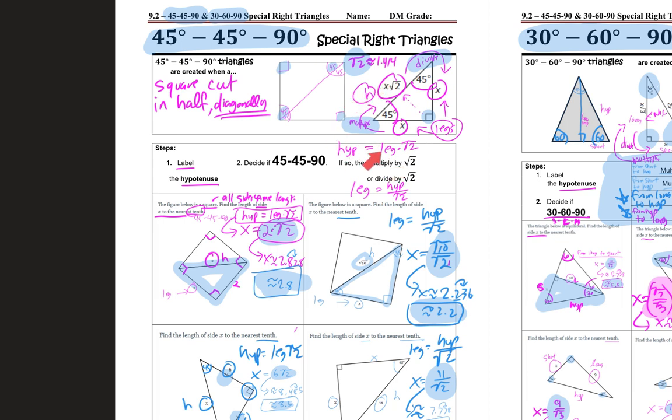And if we're going backwards, then we have to divide. And if it's a 30, 60, 90, we're just going to follow these other relationships.